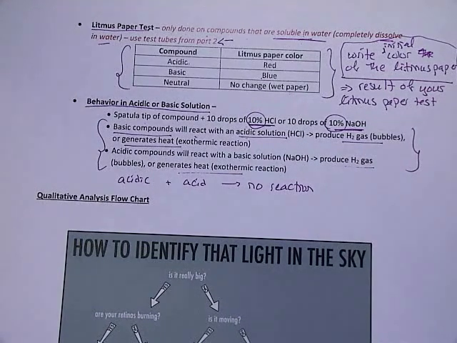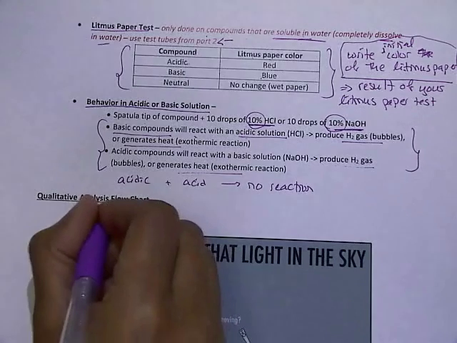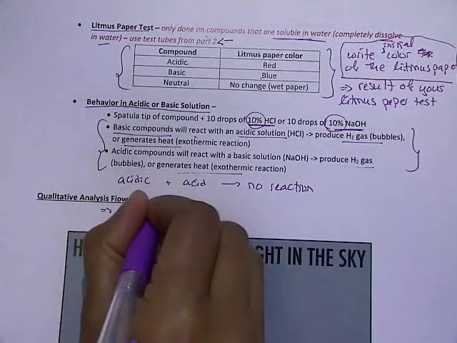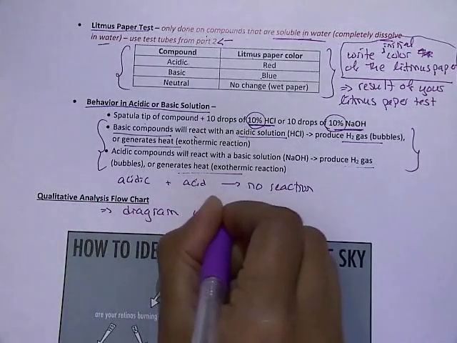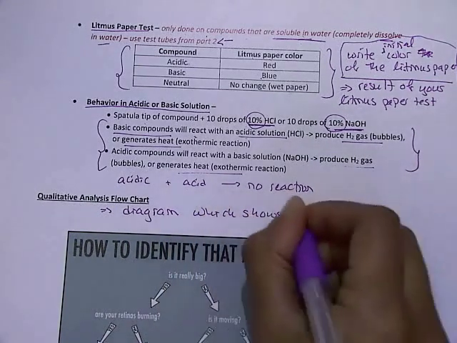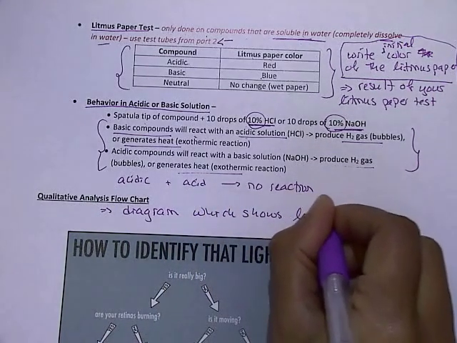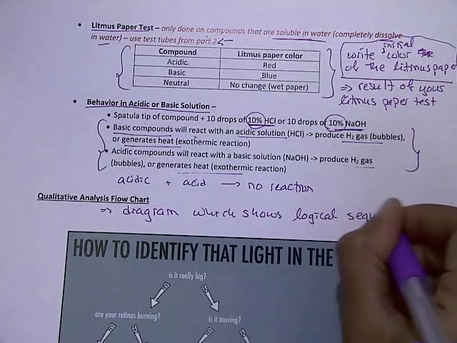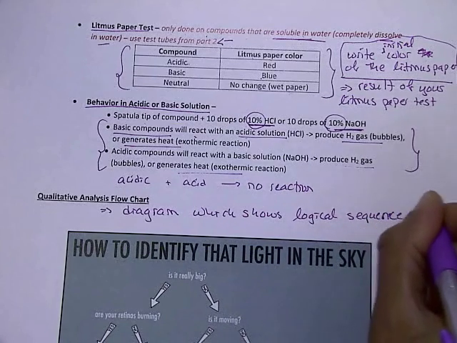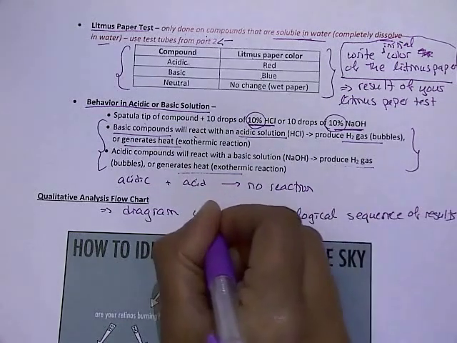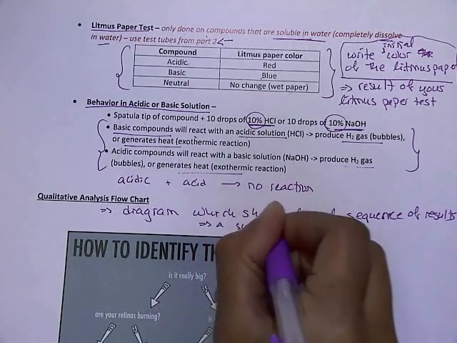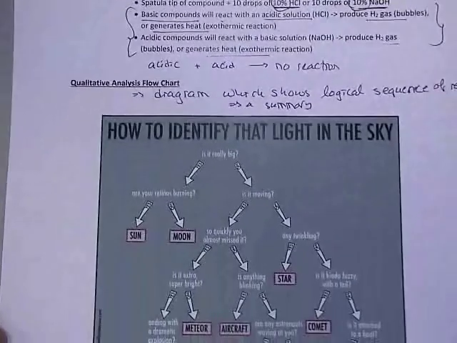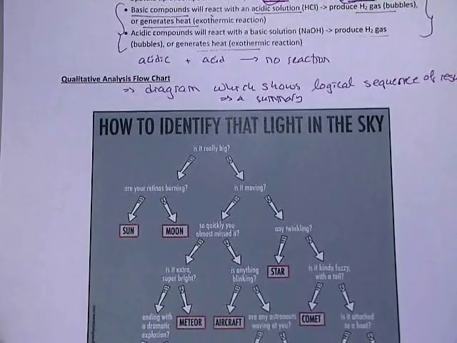So these are signs of chemical reactions, just like we went over in chapter 1 and chapter 2. The last part of this experiment is to generate a qualitative analysis flowchart. A qualitative analysis flowchart is basically a diagram which shows a logical sequence of results. It's a really neat way to put together a summary.